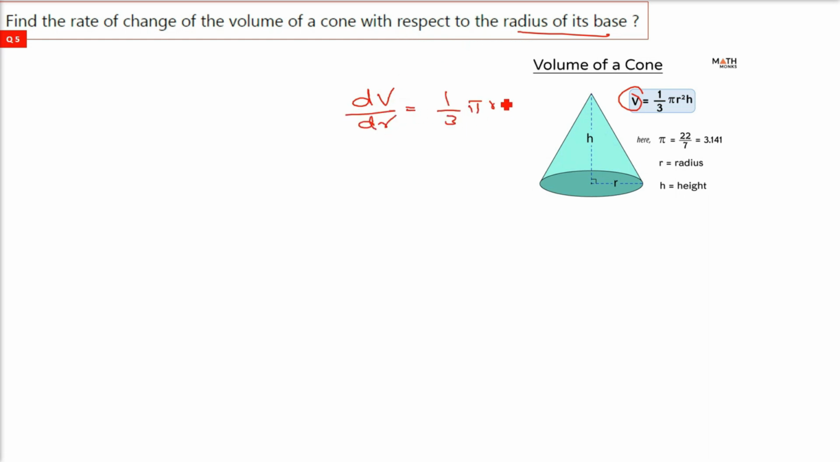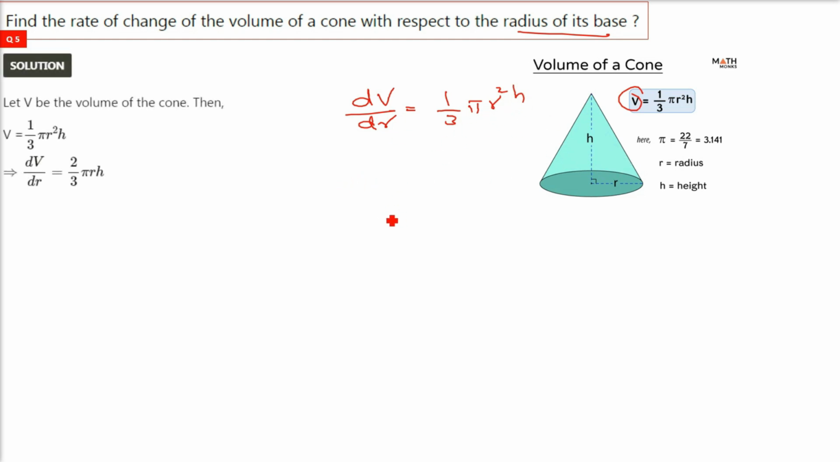We have to find dV by dr. So this is simply differentiation with respect to r, nothing else. h needs to be constant because the radius of the base is the varying quantity. So 1 by 3 pi r square will give 2r, and this gets 2 by 3 pi r h.